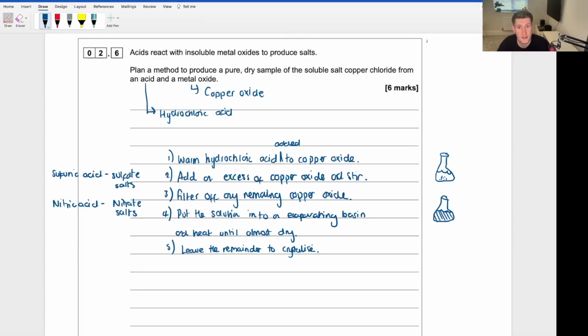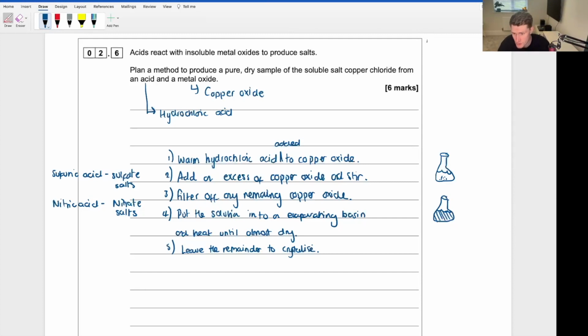And the reason for that is, if we heat it too much, the copper sulfate that we just made might start to decompose and break down. We don't want that. So we only heat it or evaporate it until a little bit of the solution is remaining. Then we just let it recrystallize near a window or near somewhere sunny or warm, something like that.